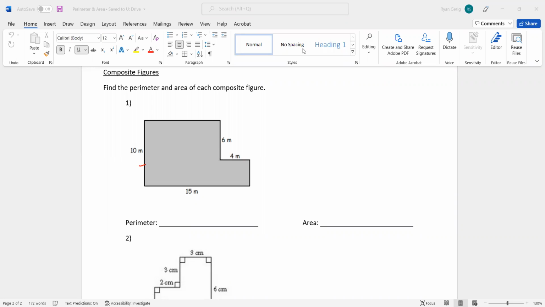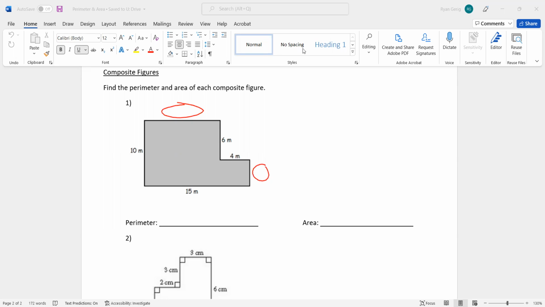So right now, how many sides does this figure have? Well, it's got 1, 2, 3, 4, 5, 6. So I need to have 6 numbers here. Okay. I have this one missing and I have this one missing. So I've got a horizontal side and a vertical side missing.